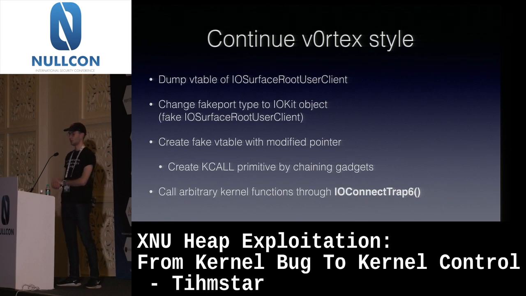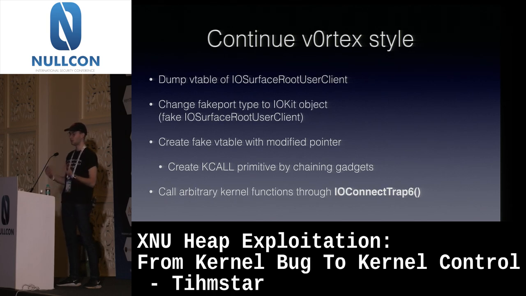So next we're going to dump the vtable, the full vtable of IOSurfaceRootUserClient. In our fake port, we changed the type to IOKit object. It was a fake task before, and now it's a fake IOKit object.